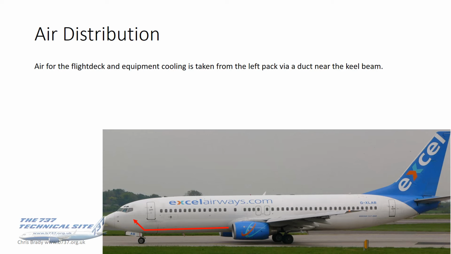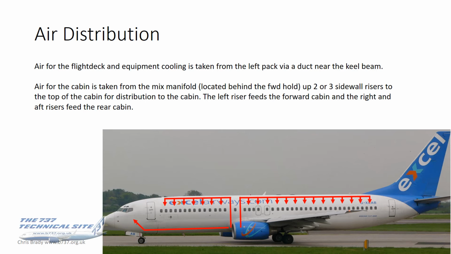Air for the flight deck is taken from the left pack via a duct near the keel beam, and I've shown it on there. Air for the cabin, as we've seen, comes from the mixed manifold up the 2 or 3 sidewall risers along the top of the cabin for distribution.